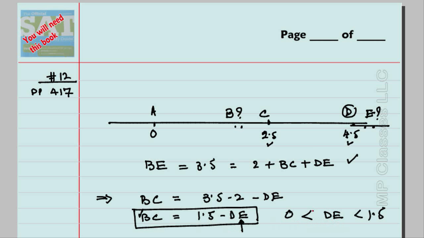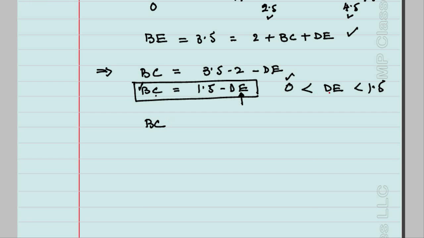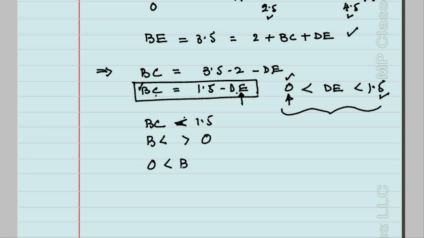Now if this is what DE is, what will happen to BC? So when DE is 0, BC is going to be less than 1.5, and when DE is 1.5, BC is going to be greater than 0. So BC must lie, just like DE, from 0 to 1.5. So one possible value for BC is: BC greater than 0, less than 1.5.